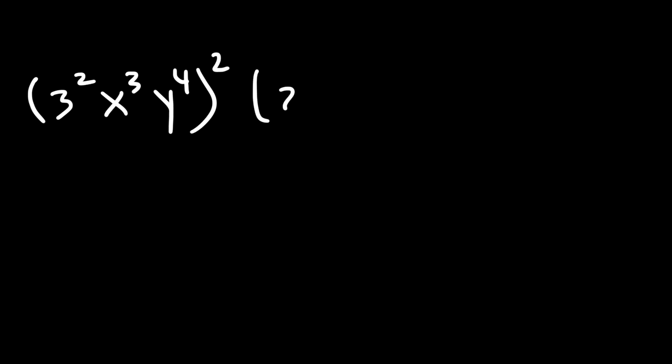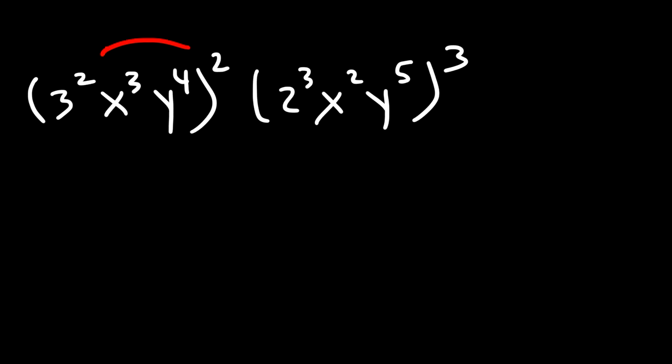Now let's move on to our next problem. Let's say we have 3 squared x cubed y to the 4th power raised to the, let's say, 2nd power times 2 to the 3rd, and then x to the 2nd, y to the 5th raised to the 3rd power. Go ahead and try that. So let's begin with the distribution of this exponent.